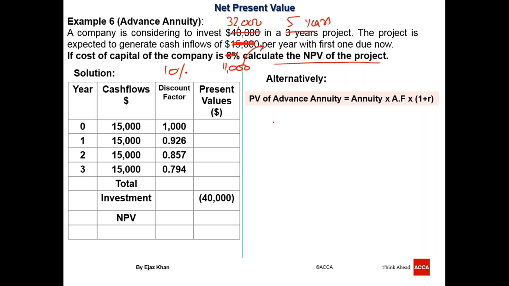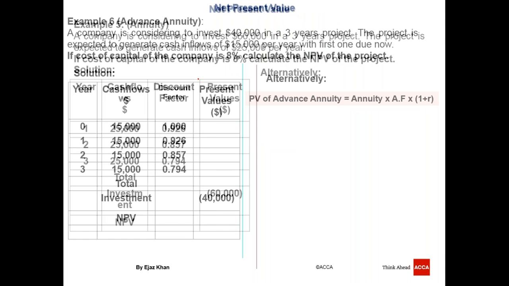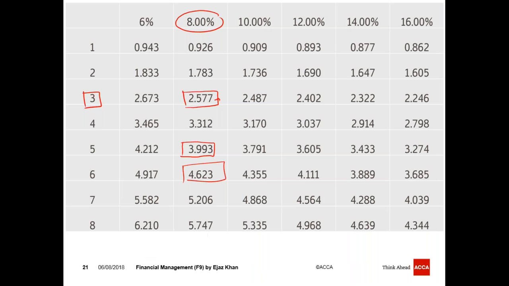Okay, so let's use this approach. The annuity is $11,000 every year. The annuity factor should be equal to the project's life, which is 5 years. So we just need to pick the annuity factor at 10% for 5 years. Let's go back to the table and see what annuity factor we have for the fifth year. At 10%, it's 3.791.